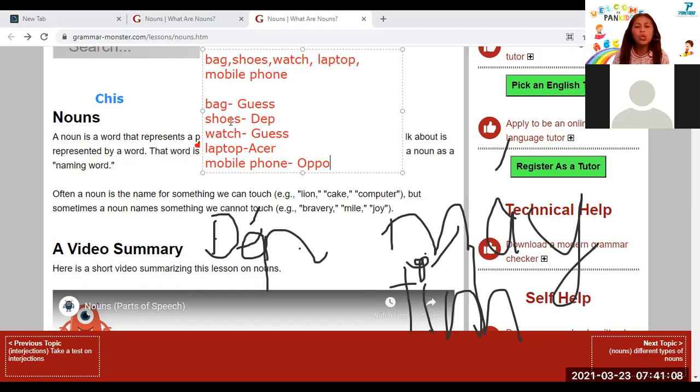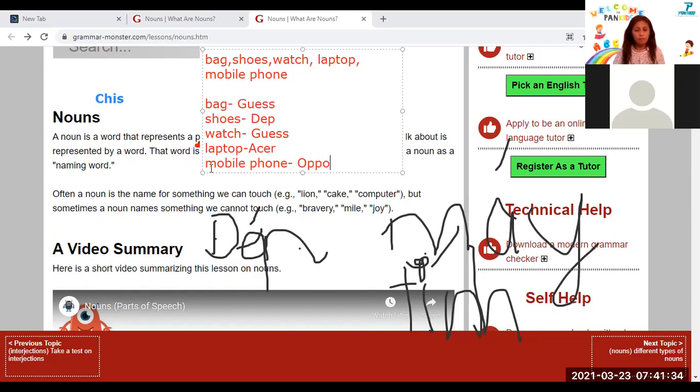Bag, shoes, watch, laptop, and mobile phone. They are common nouns. The Guess, the Depp, Guess, Acer, Oppo, they are proper nouns. Can you see that? Proper nouns start with a capital letter. Common nouns start with a small letter.